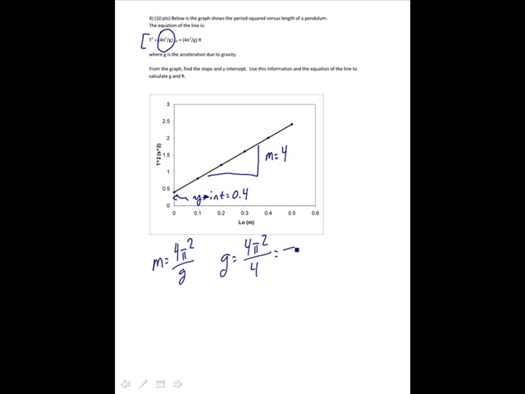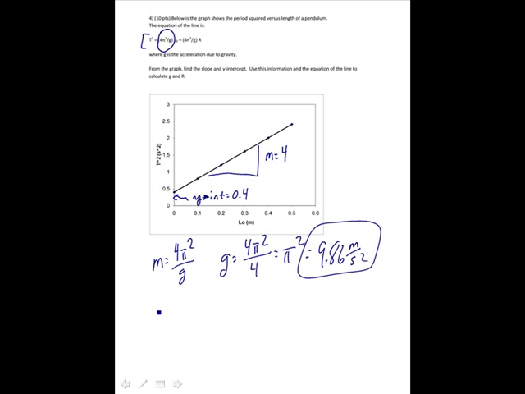Below is the graph shown as period squared versus length of a pendulum, and I give the equation of this function right here. Find the slope and the y-intercept. If you find the slope, picking 2 points, the slope is equal to 4, the y-intercept is equal to 0.4, and then I use that in order to find the acceleration due to gravity. This is my term for my slope. So my slope is equal to 4 pi squared over g. So g is equal to 4 pi squared over the slope, which is 4. So that's equal to pi squared, which is 9.86.